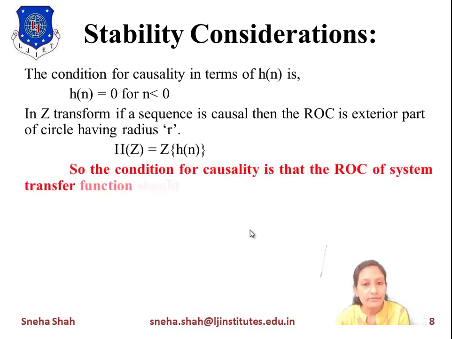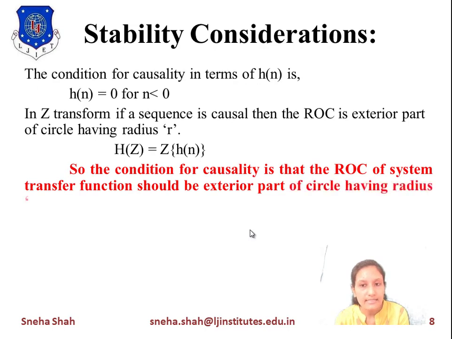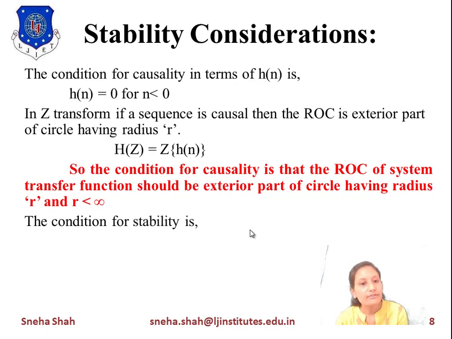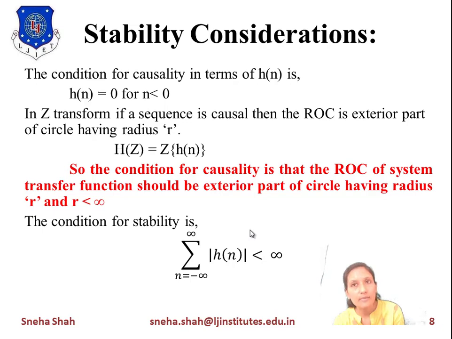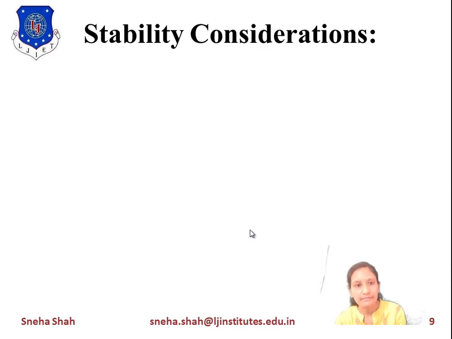So the condition for causality is that the ROC of the system transfer function should be the exterior part of the circle having the radius r, and the value of r should be less than infinity. The condition for stability is summation n equals minus infinity to infinity of mod h of n. This should be less than infinity. This is from the BIBO stable system, meaning bounded input, bounded output stable system. The transfer function should be less than infinity.